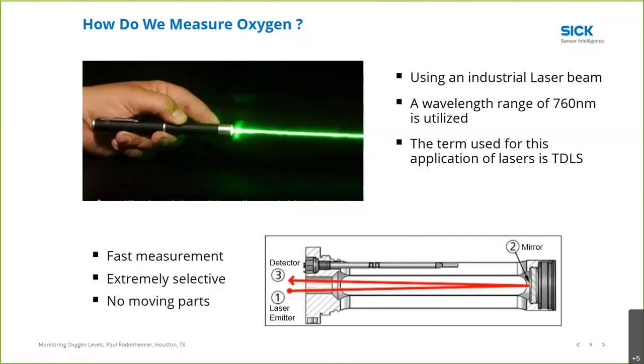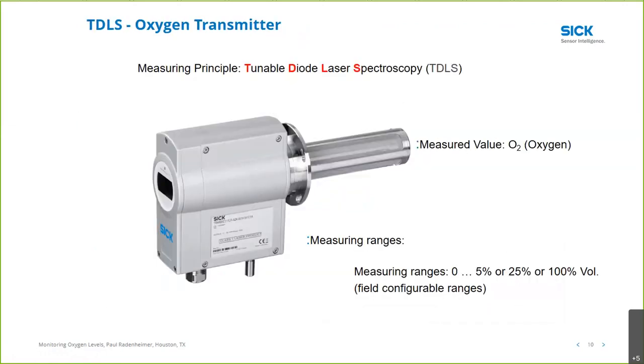This is an extremely fast measurement since we're working with light. It's extremely selective and has no moving parts. Now, what does this look like in application? The measuring principle itself is tunable diode laser spectroscopy, TDLS.